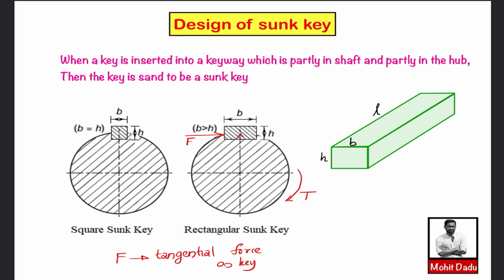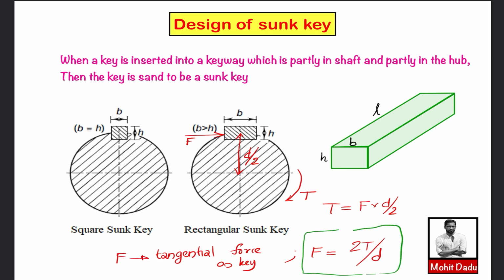If you look, the distance between the key position and the center of the shaft is the radius of the shaft, or the diameter by 2. So you can evaluate the torque as F into D by 2. From this you get the tangential force acting on the key as 2T divided by D. This is the tangential force acting on the key with respect to the torque transmitted and the diameter of the shaft. This will be used for designing.